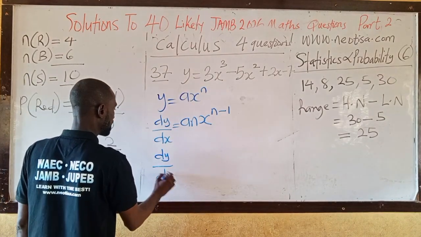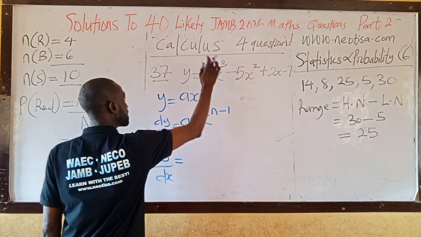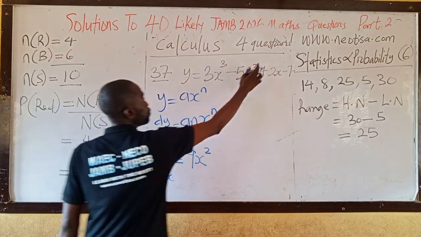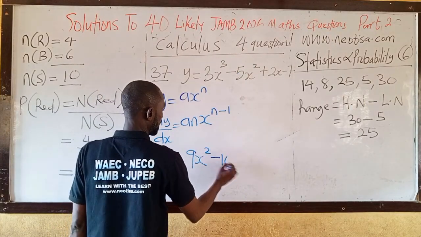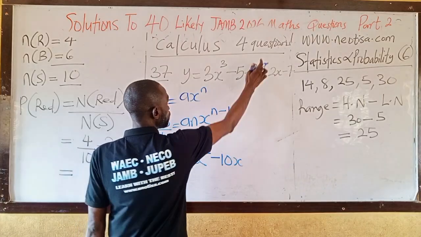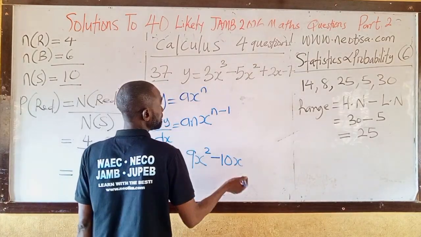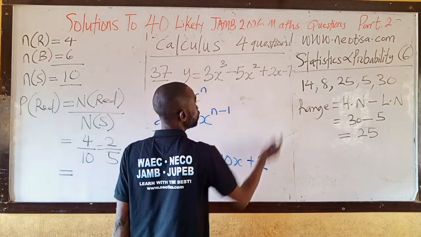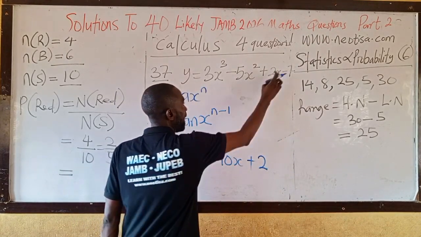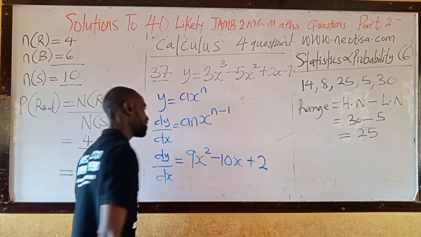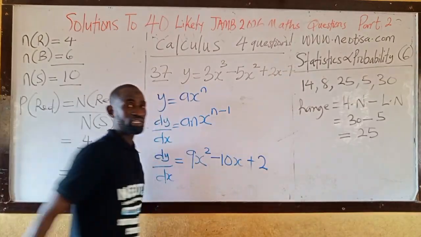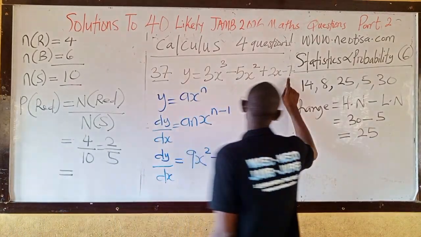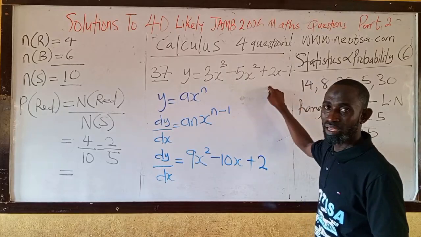So dy/dx will be 3 times 3, 9x to the power 3 minus 1, which is 2. Then 2 times minus 5 is minus 10, and I write my x back, subtracting 1 from the power, so x to the power 1. Then 1 times 2 is 2, and 1 minus 1 is 0, x to the power 0 is 1. The last term is a constant, and when you differentiate a constant, the answer is 0. I will differentiate one by one.